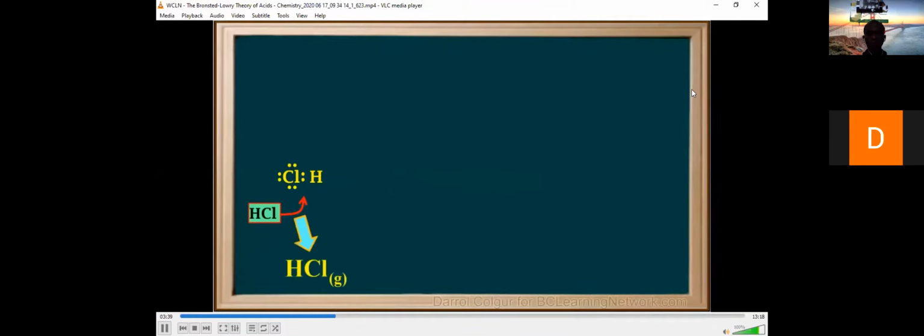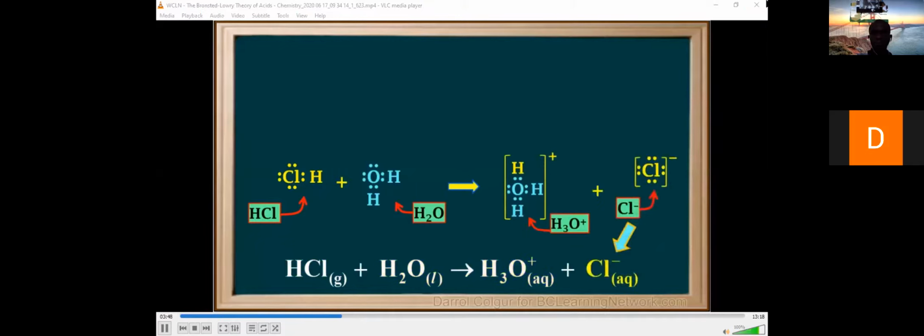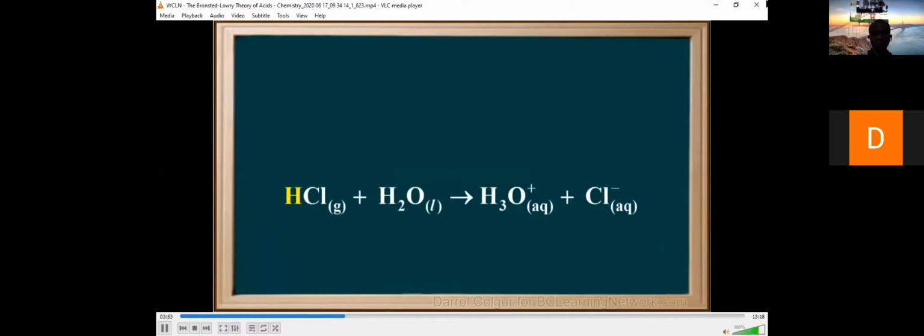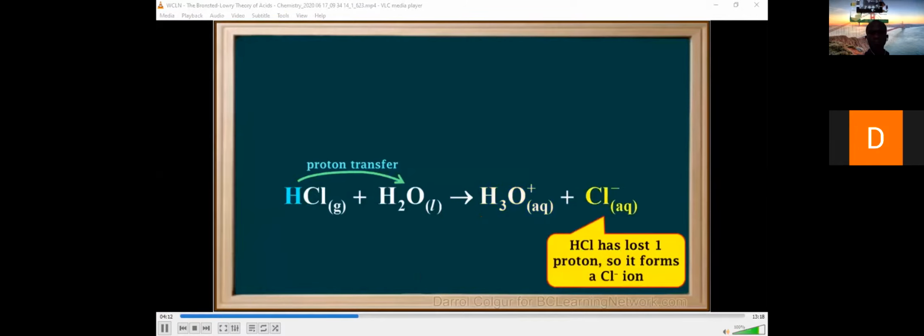We can now write an equation to show this process. We write HCl gas plus H2O liquid forms H3O+ aqueous plus Cl- aqueous. We can also represent the process like this. This shows an H+ ion, or proton, is being transferred from the HCl molecule to the water molecule. So this is called a proton transfer. H2O has gained one proton, so it forms an H3O+ ion. HCl has lost one proton, or H+ ion, so it forms a Cl- ion.